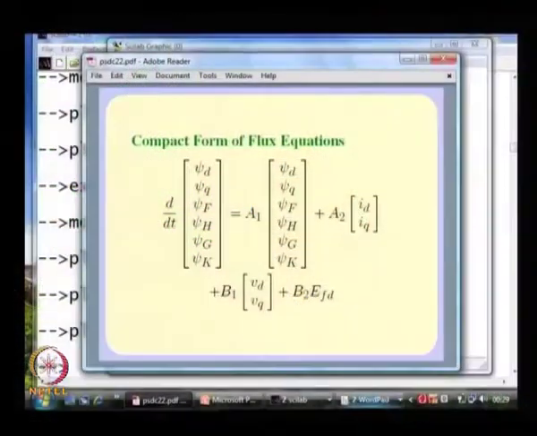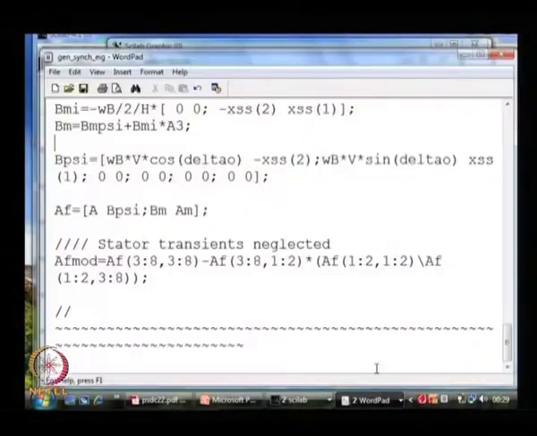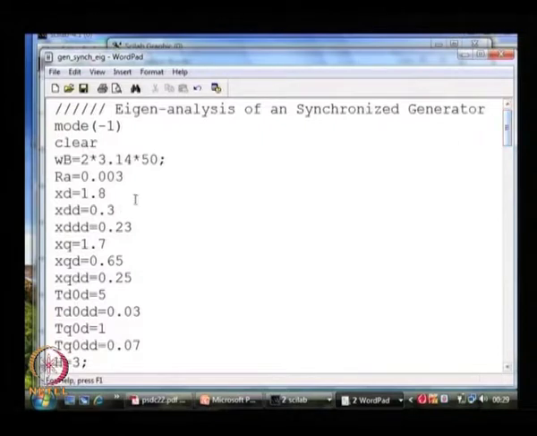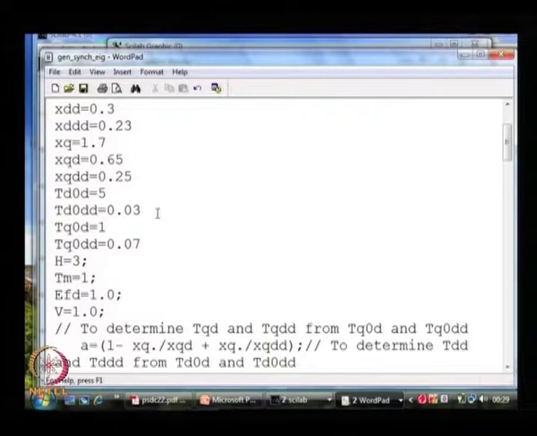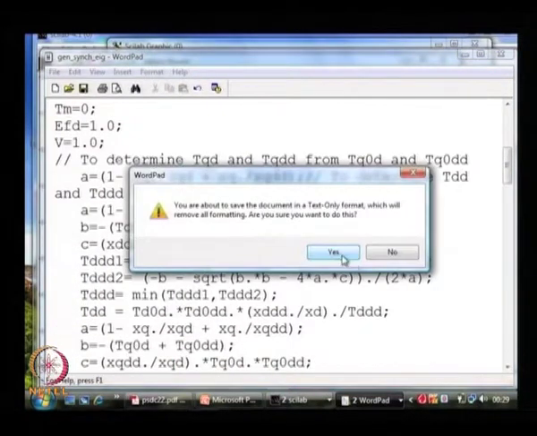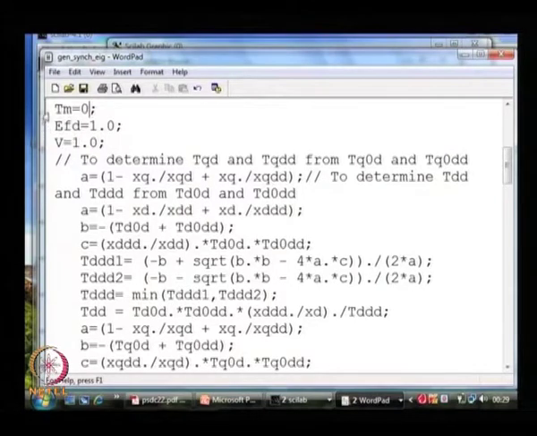I have written down a program again in Scilab for doing the eigen analysis. We will just run through it. The important differences between an eigenvalue analysis program and a simulation program is that, of course, we are talking in terms of a system operating initially at an equilibrium. Okay. So, for example, if we took a look at the equilibrium, T m is equal to 0 and E f d is equal to 1. From this, so I have saved this.